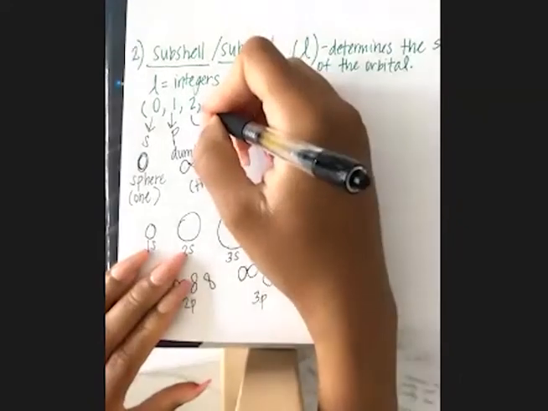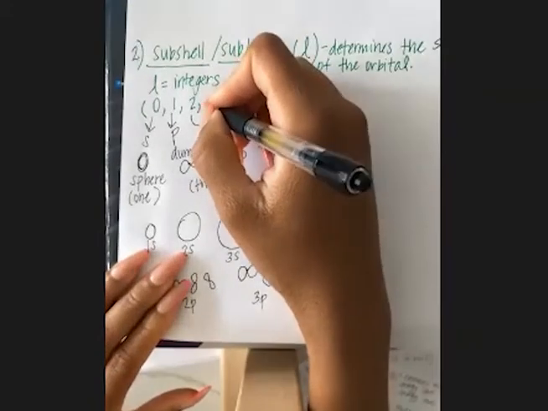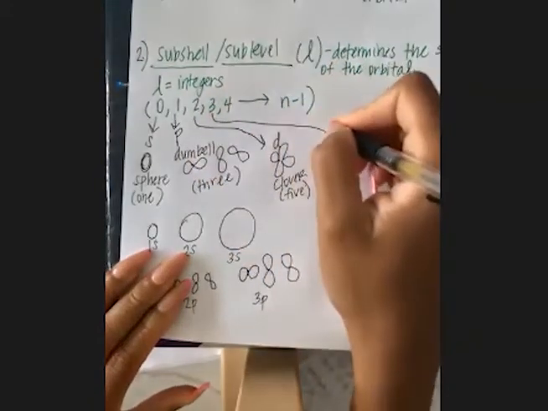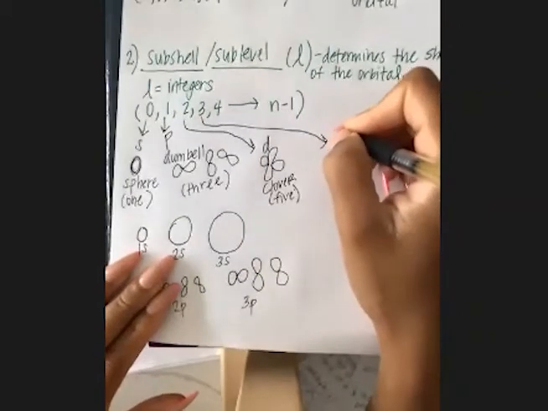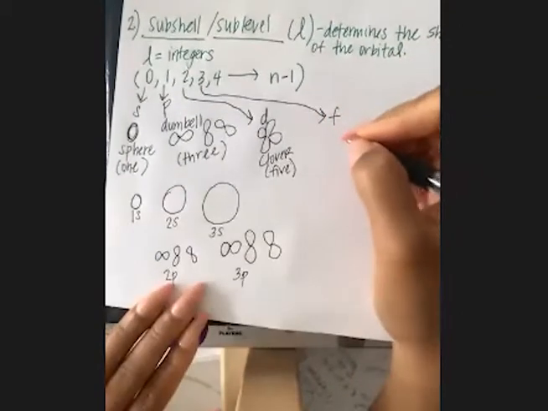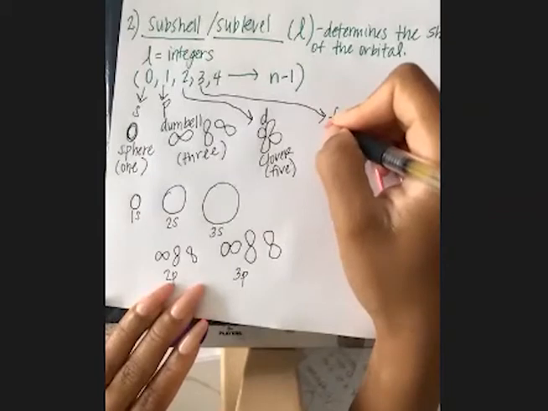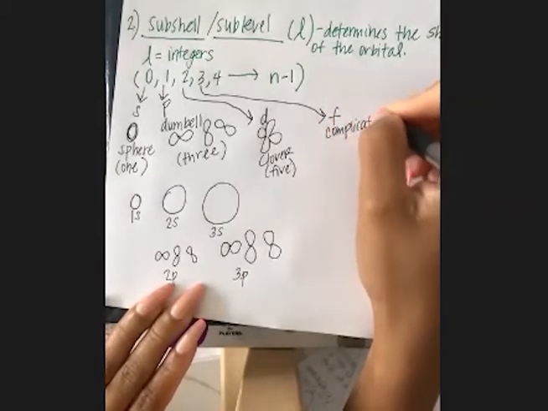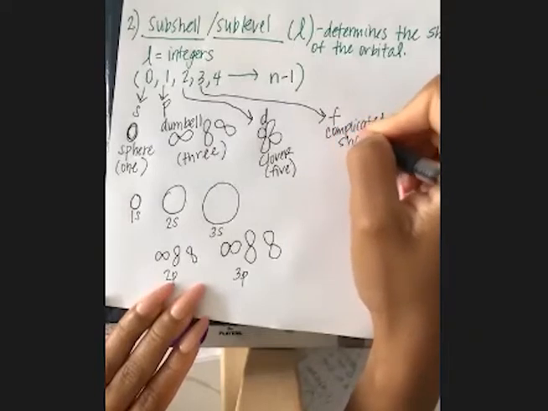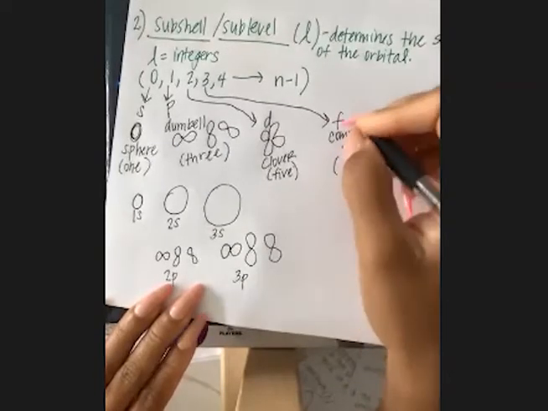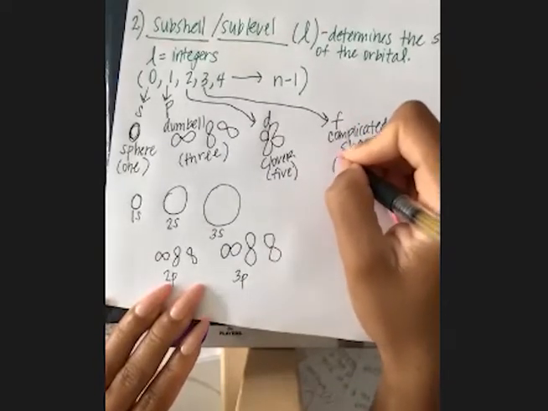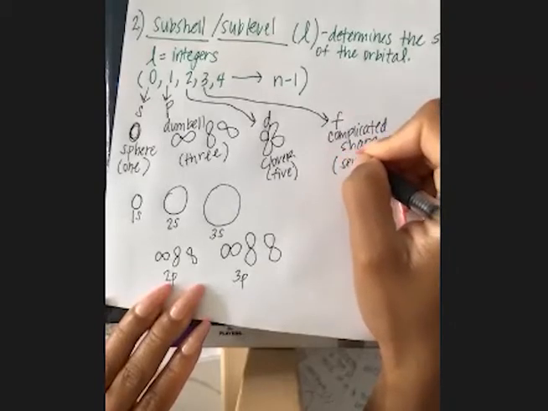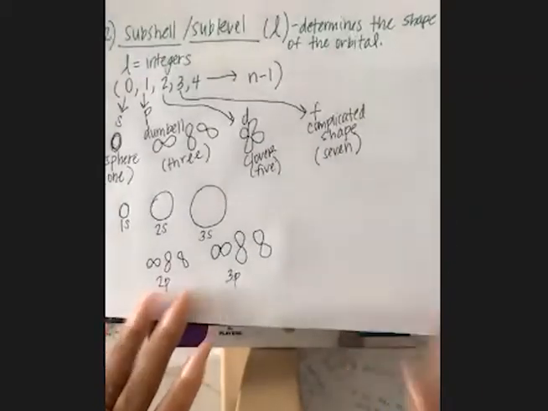And then at 3, we say that these are f. We give them the letter f, and we can't really draw out their shape. It's a complicated shape, I'll say that. But just know that there are 7 f orbitals.